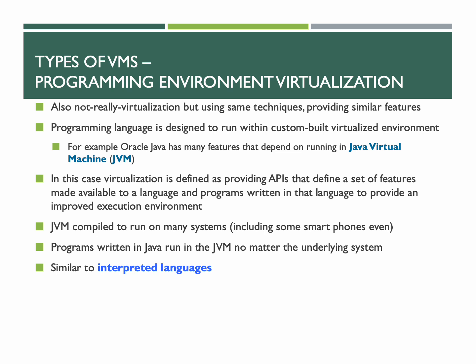So programming environment virtualization, PEV, is designed to run within a custom-built environment that abstracts away the underlying hardware and system specifics. This allows developers to write code that runs consistently across different platforms. Now, Oracle's Java is a key example where the JVM provides a virtualized environment that allows Java applications to run uniformly on any system that has the JVM installed, regardless of the underlying hardware or operating system.